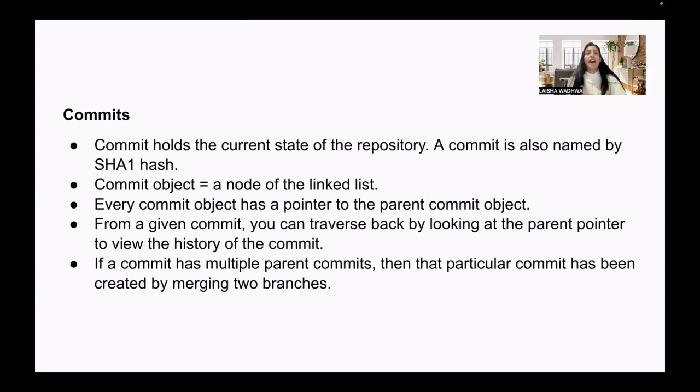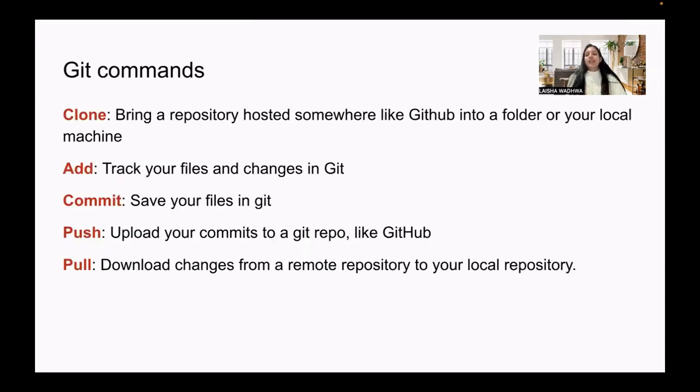Now, how do you get started with GitHub? There are very basic commands that GitHub lets you do. One is clone. Clone means that you want to bring a repository that is hosted somewhere, let's say on GitHub, into a folder on your local machine as well. The next command is add. We just saw that when we have certain files that we want to commit, before we commit, we add them to the staging area. So git add helps us do that. This is basically for us to track our files and changes in Git.